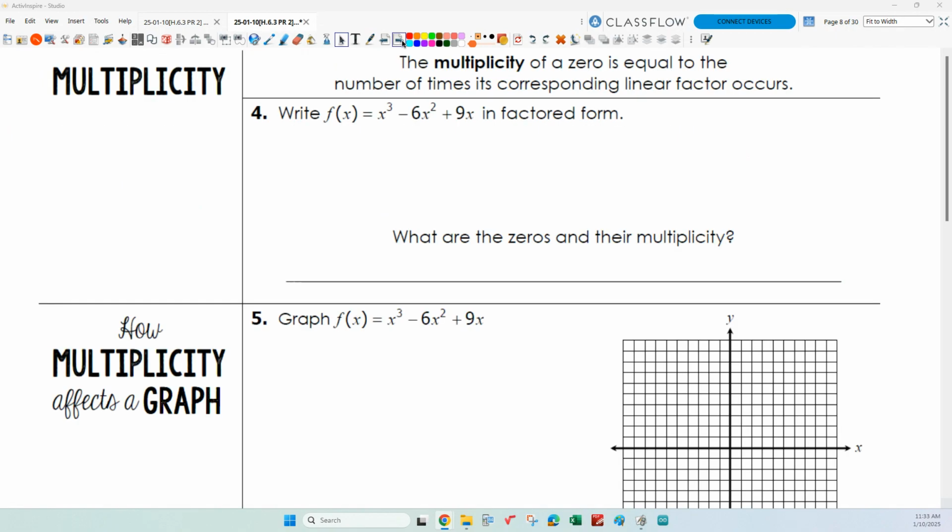All right, so now this is really cool. This is an honors topic here. This is really cool stuff. So the multiplicity of a 0 is equal to the number of times its corresponding factor occurs. Okay?